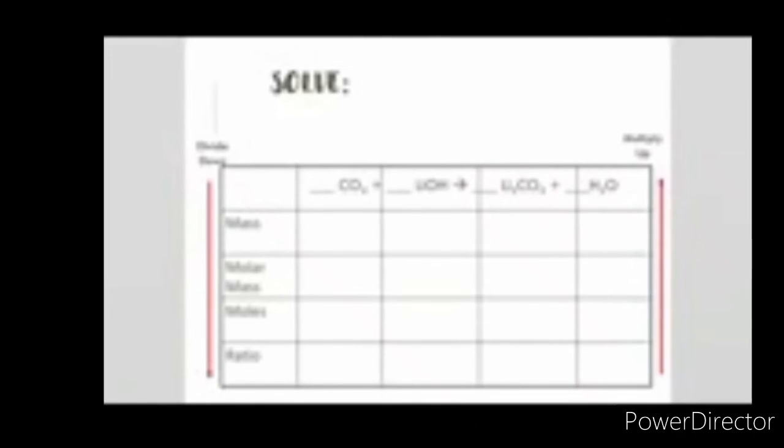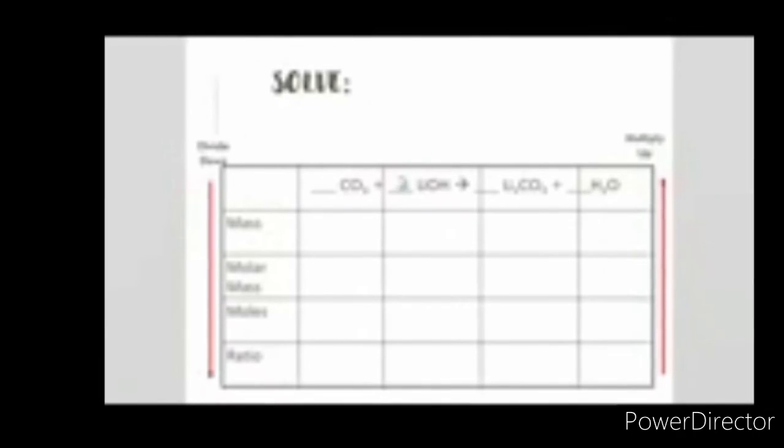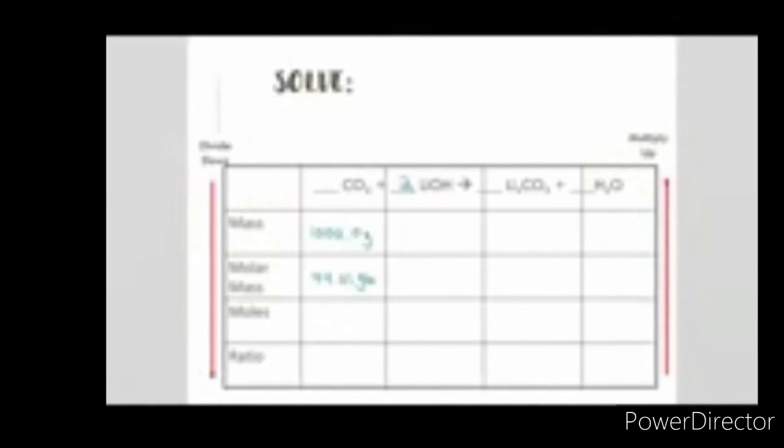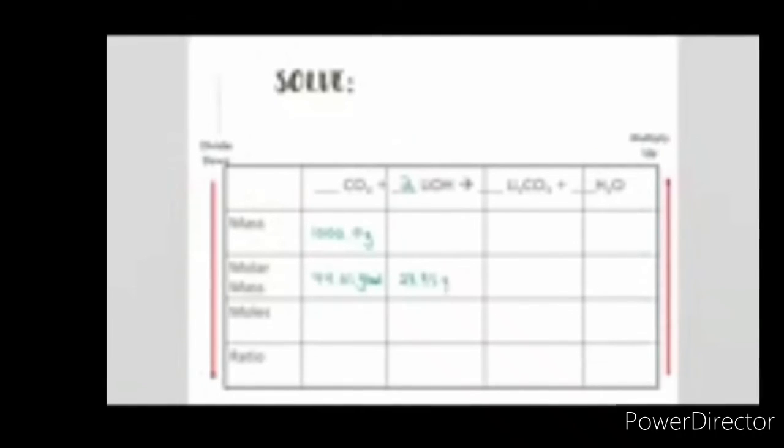So first of all, we'll put the information that we've already found or been given into our table. Don't forget, we balanced this chemical equation, so there was a 2 here. We know that we have 1,000.0 grams of carbon dioxide. We know that the molar mass was 44.01 grams per mole, and that the molar mass of lithium hydroxide was 23.95 grams per mole.